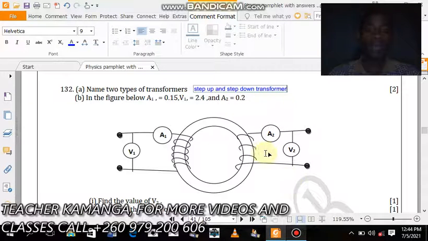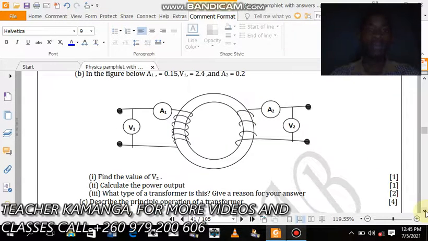Now what we need to understand is that there are two parts on this transformer. We have this part, known as the primary coil, and also sometimes referred to as the input. Sometimes it is also referred to as the mains supply. Then on the other side we have what we call a secondary coil, or sometimes it is also referred to as the output.